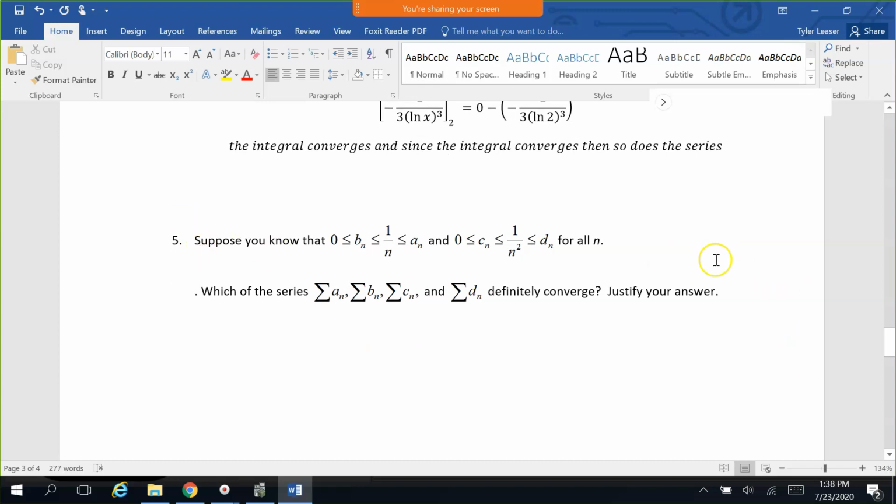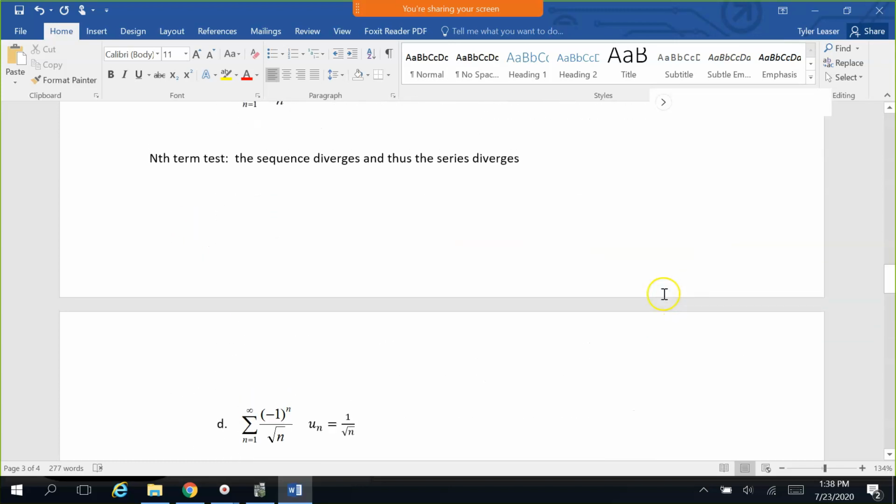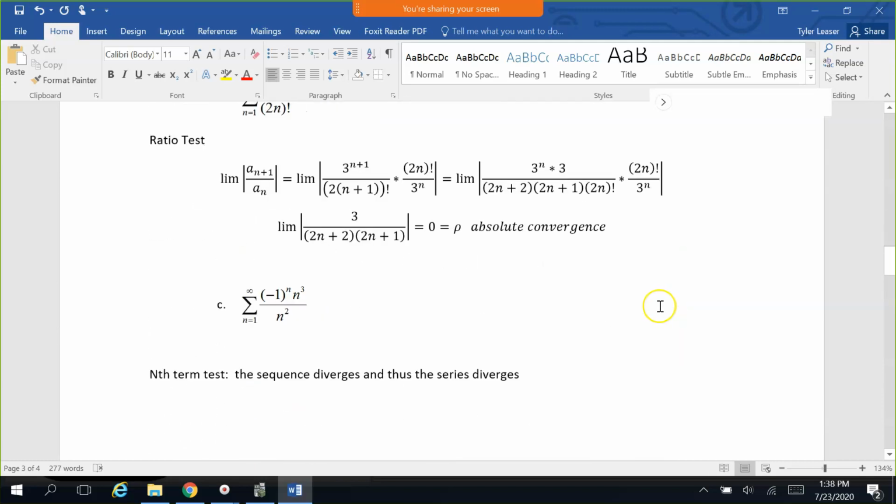Everybody ready to move on? Number 5. Any last questions about any of these tests that we just did for number 4 here, A through E?